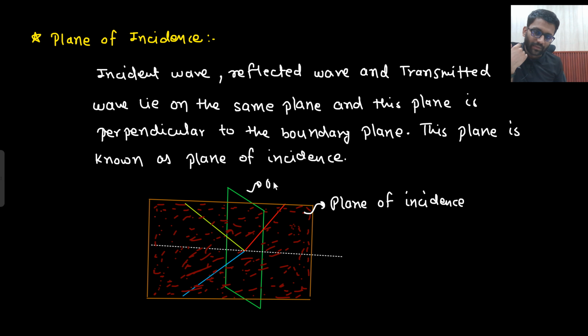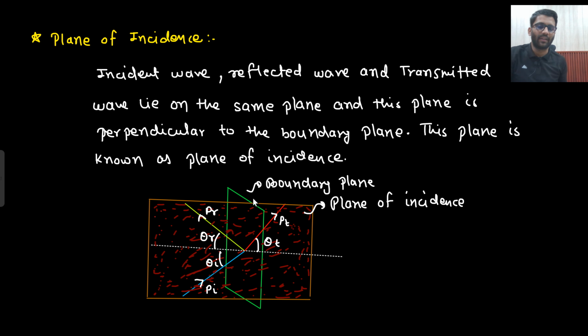And this is your boundary plane. This is the incident angle, this is your reflected angle, and this is your transmitted angle. This I am calling my incident wave, this I am calling the reflected wave, and this I am calling the transmitted wave. All are lying on the same plane, and this angle is 90 degrees. Again showing, this angle is 90 degrees.